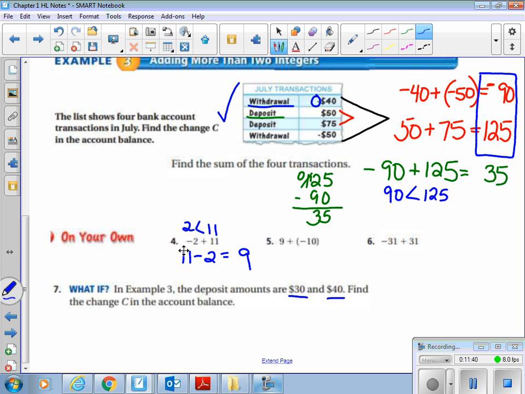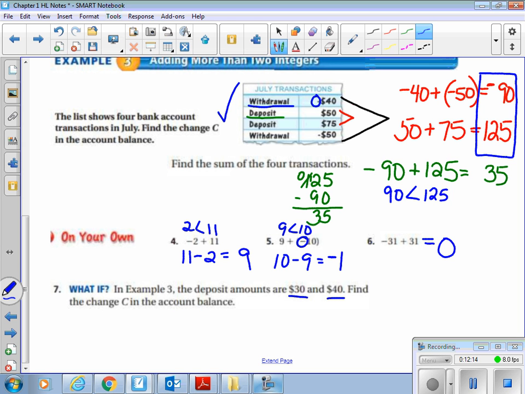In number 5, again, we're adding with different signs. Therefore, we're really subtracting. So we're going to do 10 minus 9, which is 1, and then we're going to check for our sign. The absolute value of 9 is 9. The absolute value of negative 10 is 10. Since 10 is greater than 9, we're going to take the sign of 10, which is negative. Therefore, our answer is negative 1. And in number 6, I'm adding two numbers that are opposites. Therefore, the property of additive inverse applies, and your answer should be 0.